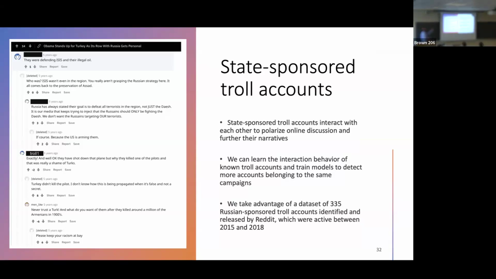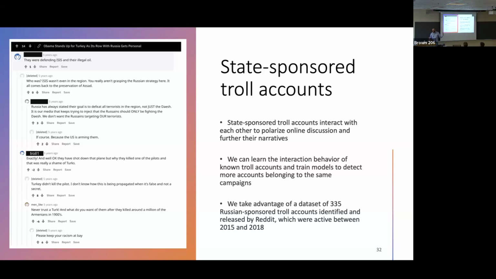But then we looked deeper, and this was on Reddit. The previous was on Twitter, this was on Reddit. And we wanted to understand how do these accounts operate, and how do they polarize online discussion? And so we found, this is an example. This account was in the dataset that Reddit released, so they identified it as a troll. This one was deleted, so probably it was malicious as well. And this one is one that later on our system flagged.